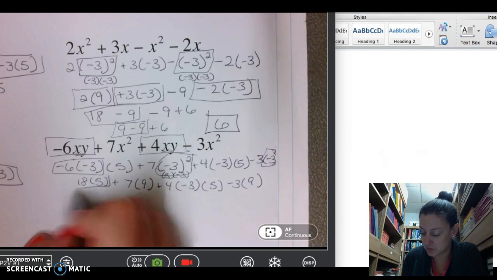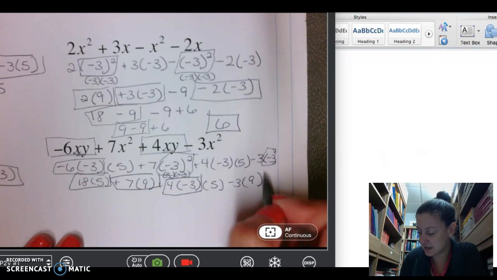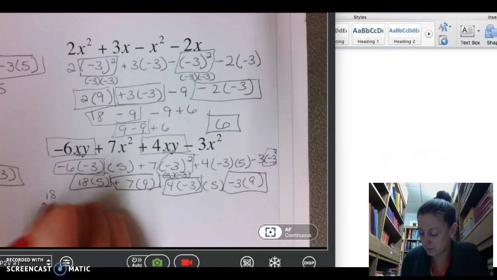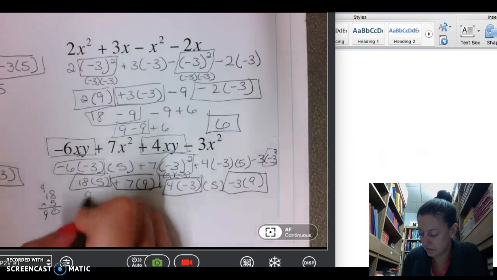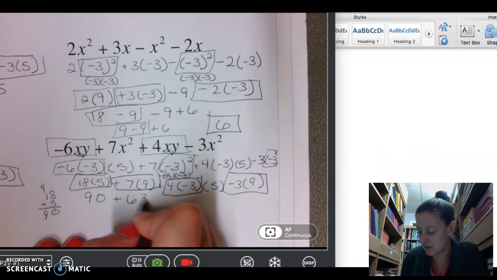Now let's lump all this multiplication together. Make sure to include the signs. That 5 has to stay there for now. 18 times 5. 8 times 5 is 40, so that's 90. Plus 7 times 9 is 63.